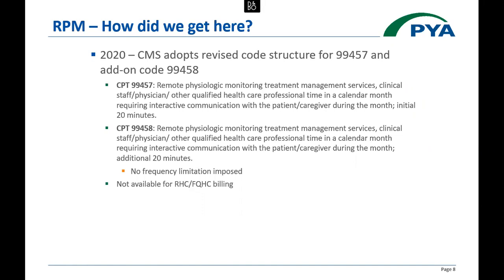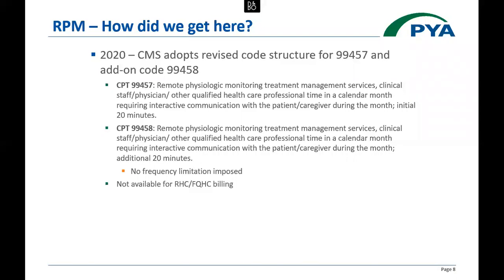And CMS each year, if you read the dialogue where they ask for comments and provide feedback, they got a lot of feedback related still to those codes. And so in 2020, they modified 99457 and split it off so that they also gave us 99458. And really what they did was break those up on time. So as you can see here, 99457 is for 20 minutes of monitoring, the initial 20 minutes of the activity by the provider. And then they gave us an option for additional 20-minute increments.